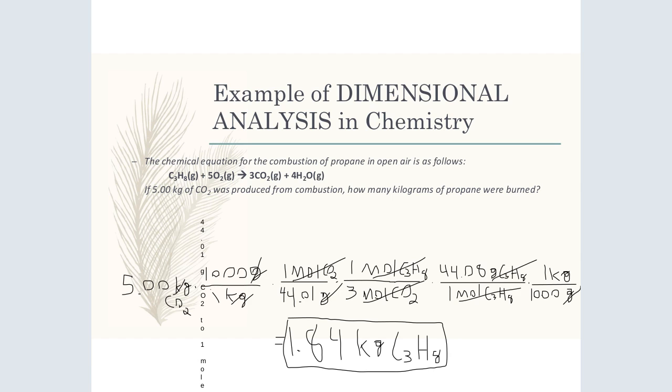Okay. Does anyone have any questions before we move on? All right. So we got 1.84 kilograms of C3H8. This is one of the reasons that dimensional analysis can be very helpful: everything is set up in a row, everything is in order, and you can just systematically cancel units, multiply, and divide. Because there are 1, 2, 3, 4, 5 unit conversions in this problem.